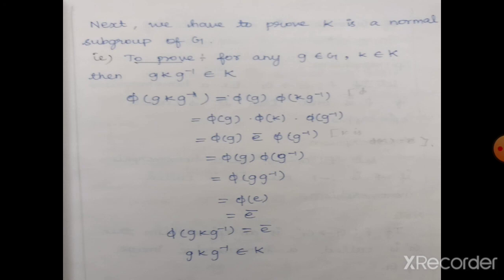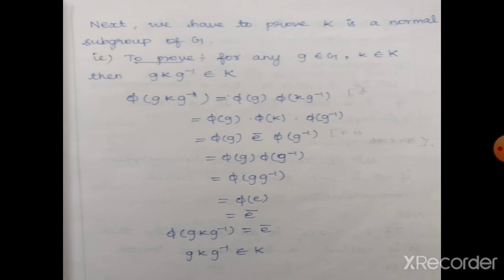So here we take phi of g k g inverse, which is equal to phi of g into phi of k into g inverse, since phi is a homomorphism. The next step also uses the same definition, so this splits as phi of g into phi of k into phi of g inverse. Phi of k is E bar, since k is in the kernel. So phi of g into E bar into phi of g inverse. E bar means the identity element, so we get phi of g into phi of g inverse.